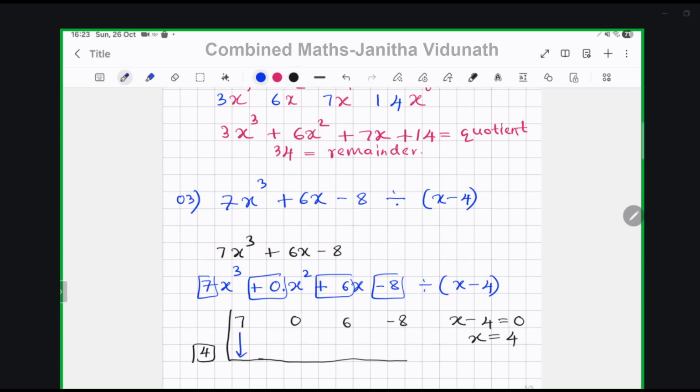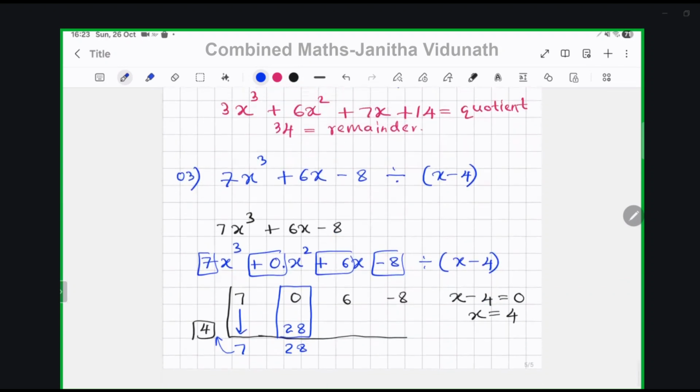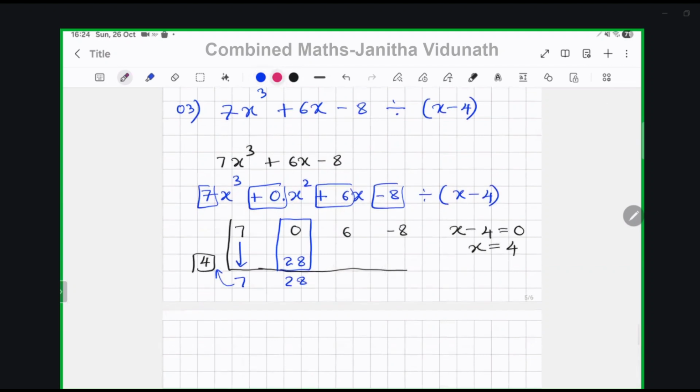Then we bring down the first coefficient, that is 7. Then we multiply 7 with 4 and move the answer to the next column. That means 7 times 4 is 28. After that, we need to sum up those two numbers inside the same column. That means 0 plus 28 is 28. Then we need to multiply 28 with 4. 28 times 4 is 112. We need to put that number into the next column. Then we add up the numbers inside the same column. That means 112 plus 6 is 118.